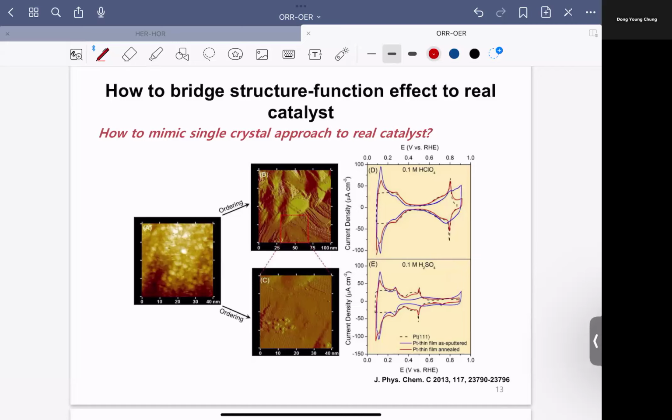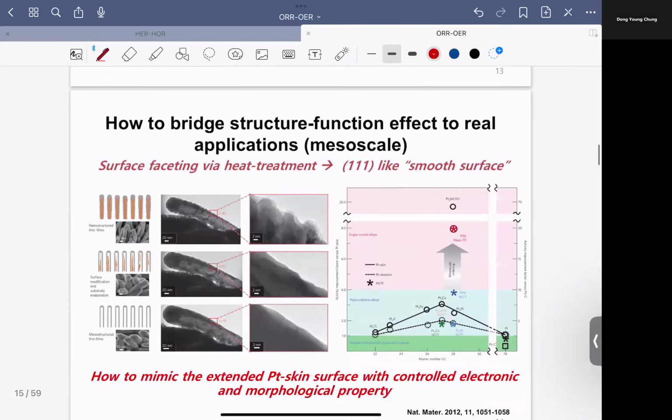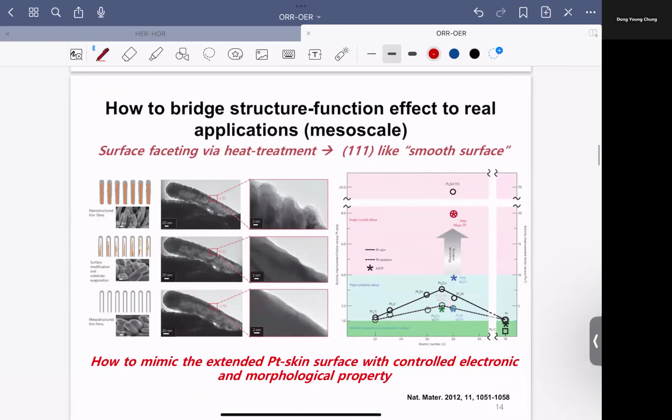As we shortly mentioned, platinum 111 is better for the ORR compared to platinum 100 and 110. So how do we mimic that? After sputtering, if you anneal the surface with hydrogen, then we can make a relatively ordered surface compared to the other, right? So how do we bridge the structure-function effect to the real one?